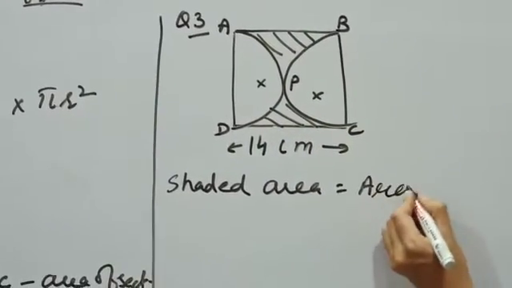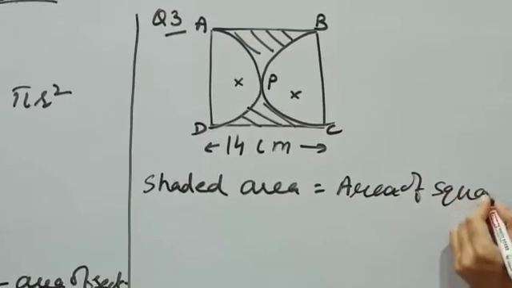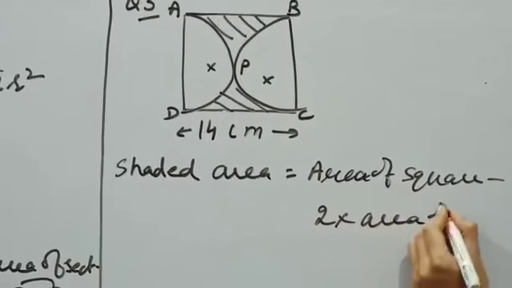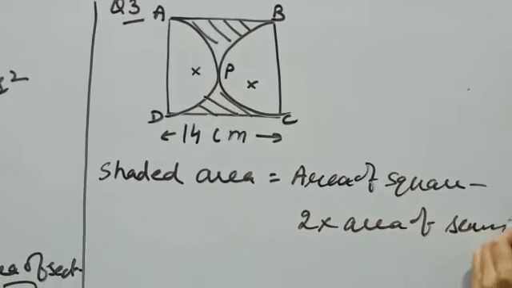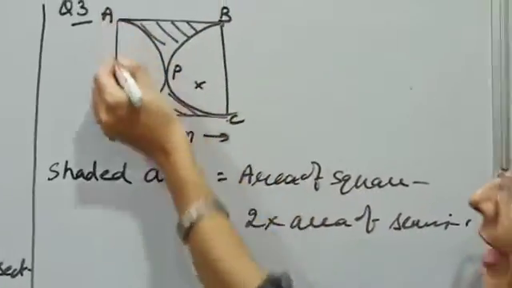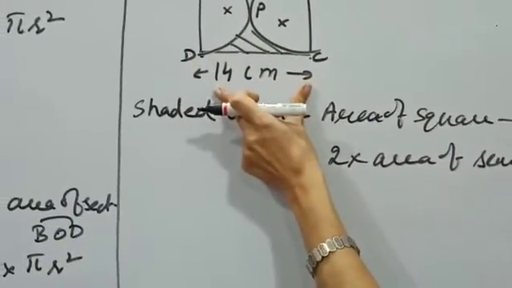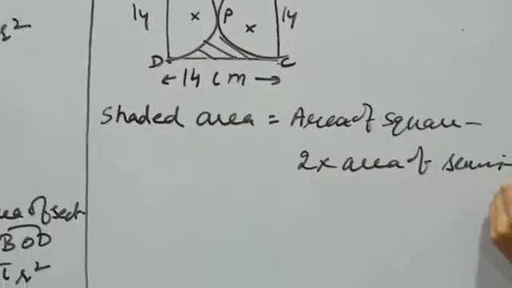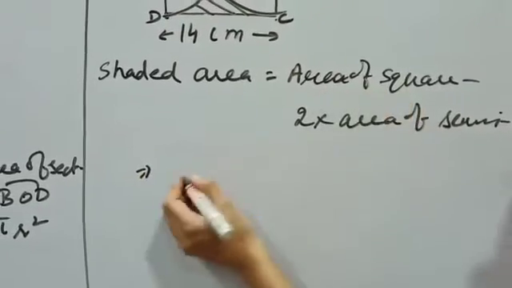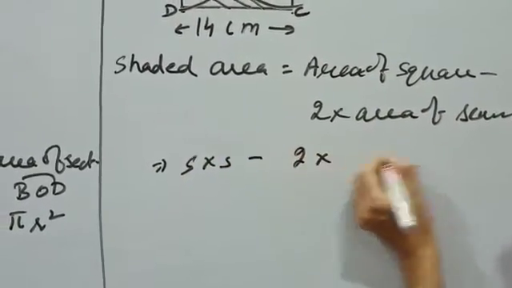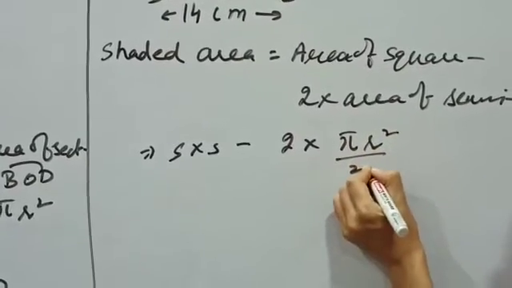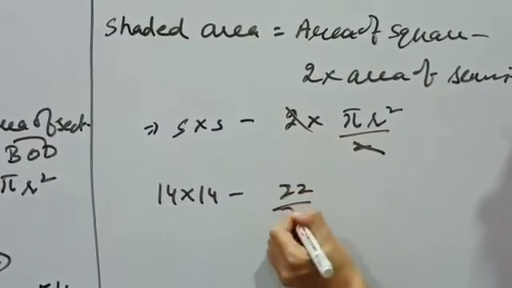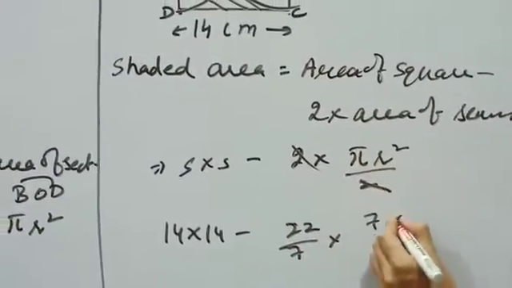Okay, so we will write here area of square minus 2 times the area of a semicircle. Both semicircles have the same diameter as the side of the square. It is 14 and it is also 14. So that's why I am writing the 2 times semicircle area. So the square area is side multiplied by side, minus 2 times the semicircle area pi r square upon 2. So side is 14 into 14 minus 2, and 2 and 2 will cut out, so 22 upon 7, radius is 7, into 7, right?